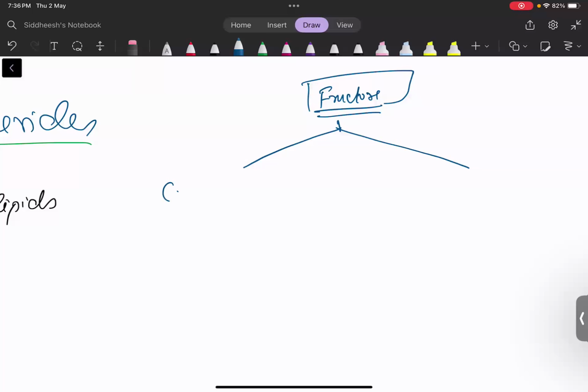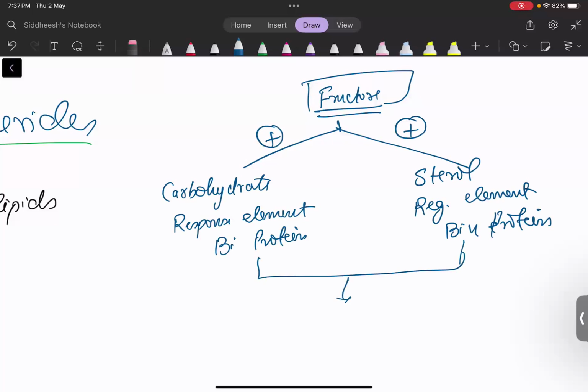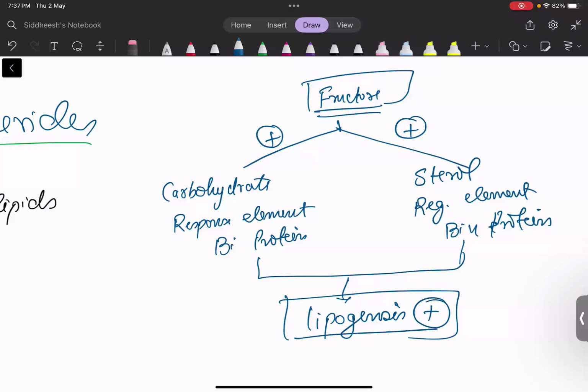That is what? One is the carbohydrate response element binding protein. The other is the sterol regulatory element binding protein. Once these two pathways are activated by fructose, this will automatically promote what? Lipogenesis. So more lipogenesis, more fat accumulation, more NAFLD progression to NASH and chronic liver disease.